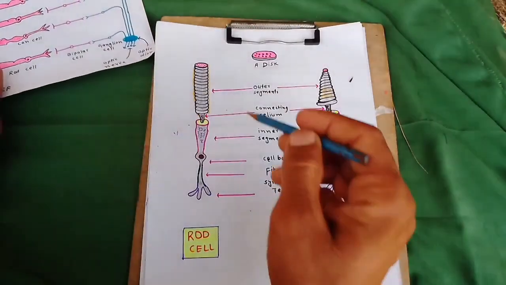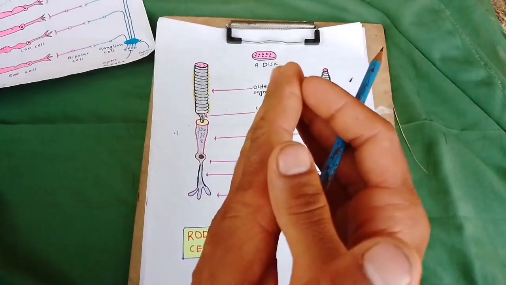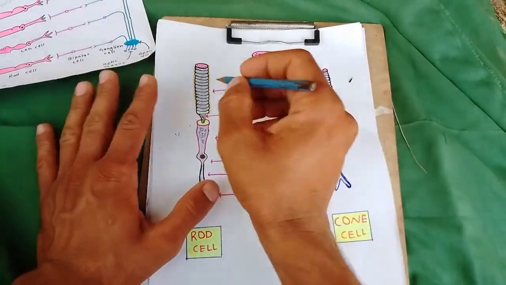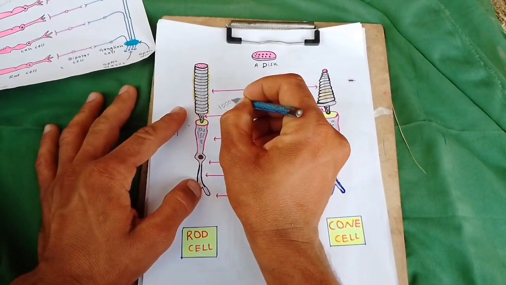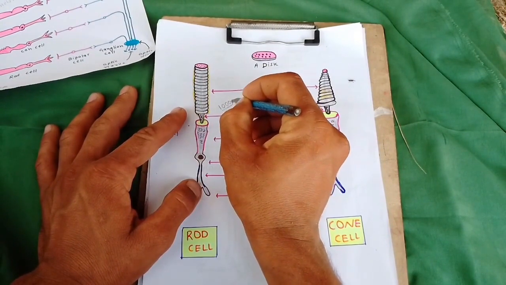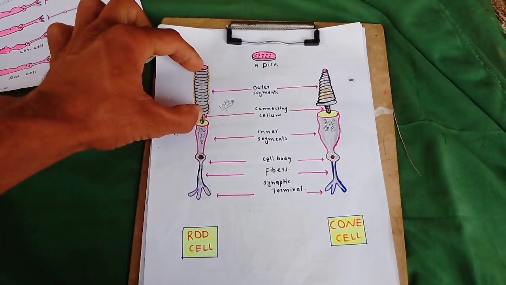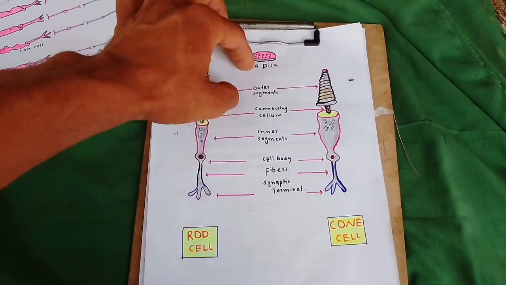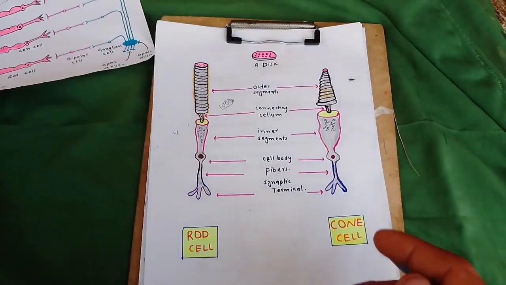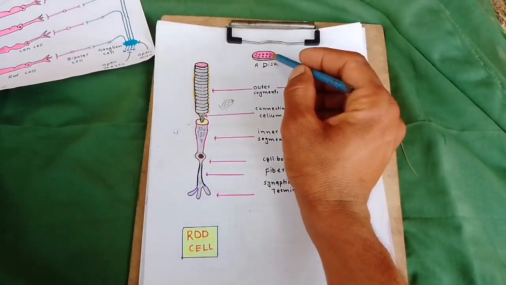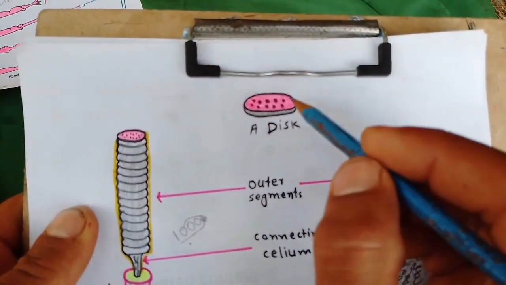The outer segment of the rod cell is made from discs. Each of the rod cell has about 1,000 discs. This is disc number 1, 2, 3, 4, 5, 6. The outer segment is made from the discs. What is a disc? This is a membrane-covered sac-like shape, which is filled with a conjugated protein called rhodopsin. This one is the disc, and these are the rhodopsin.